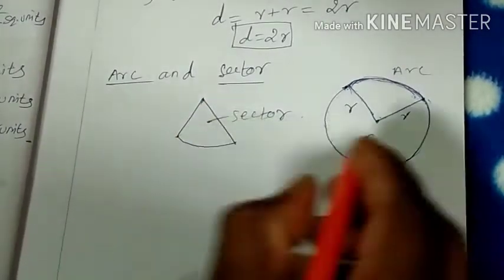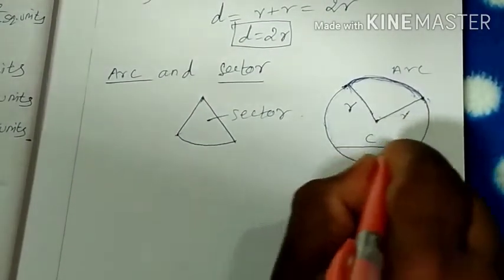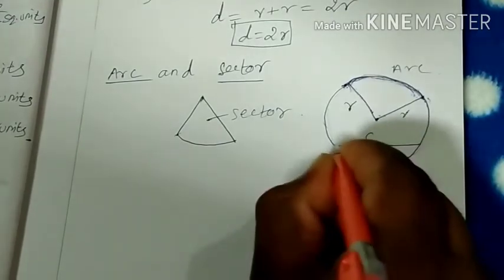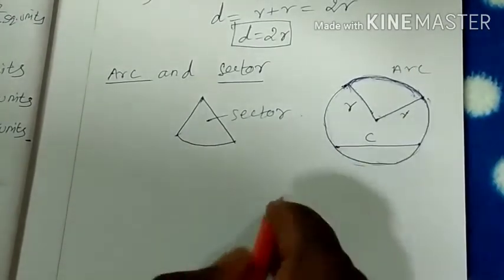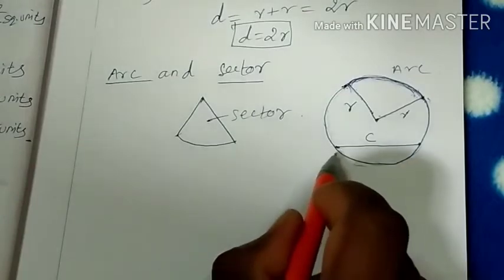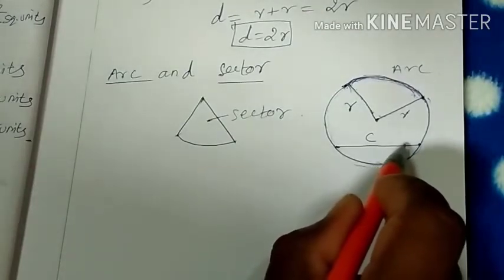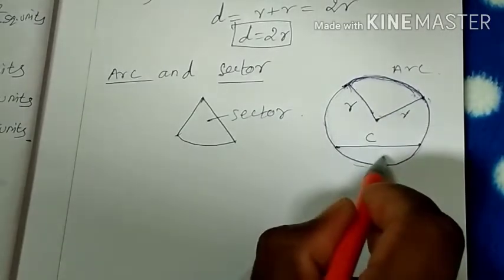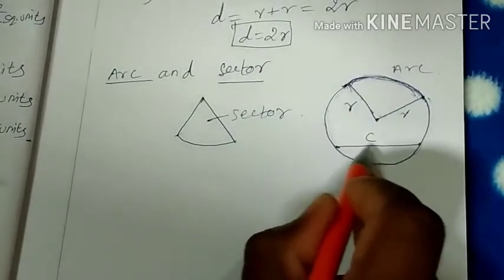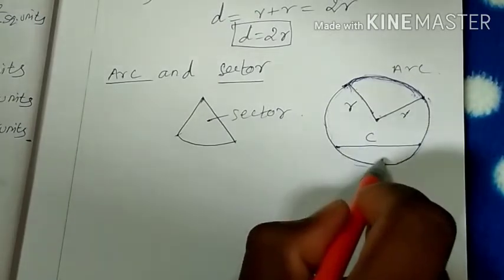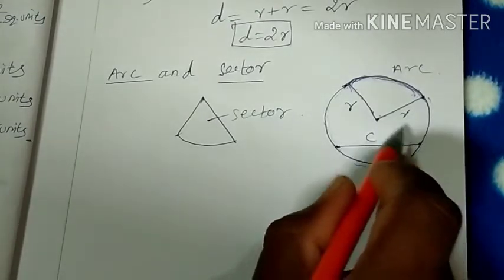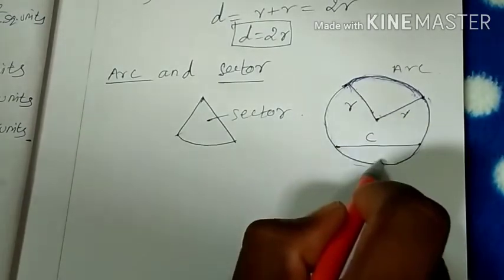Then, if you draw a chord, each part of the circle which is divided by a chord is called a segment. This is one segment, this is another segment. This chord divides the circle into segments.